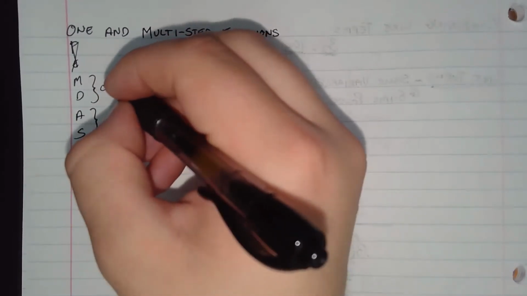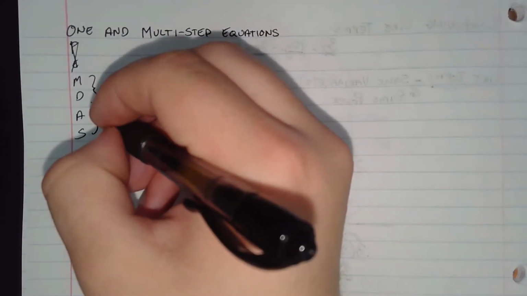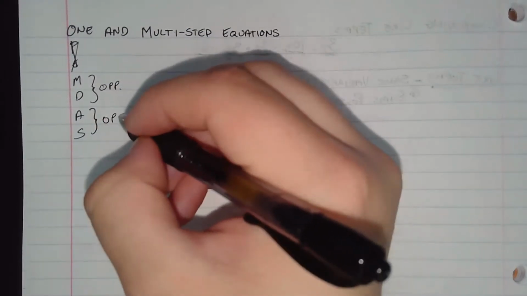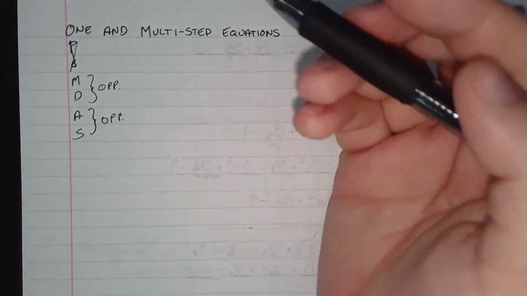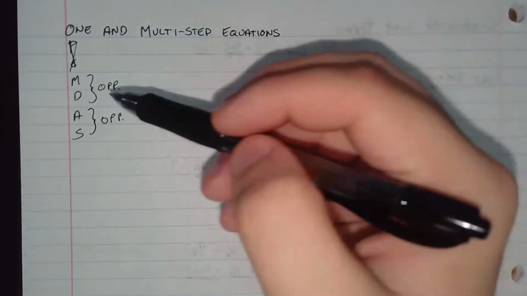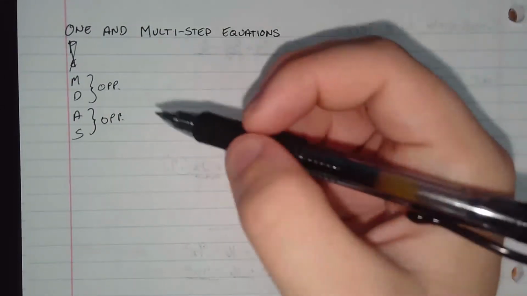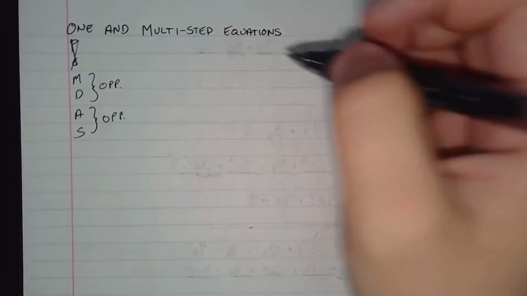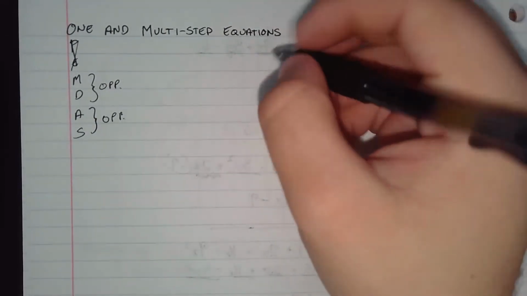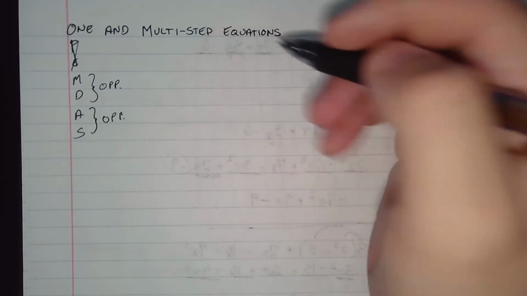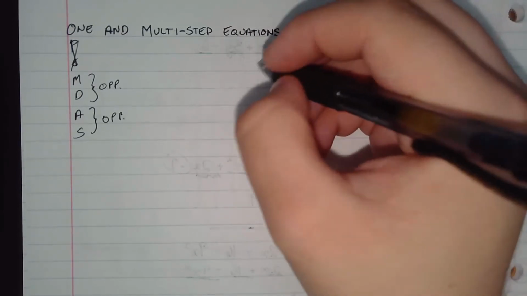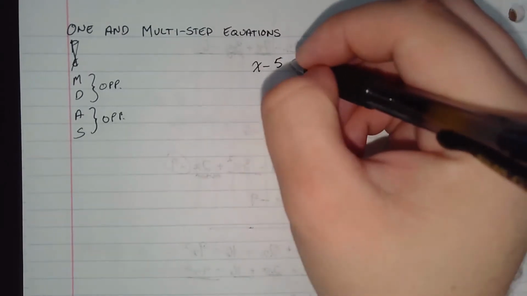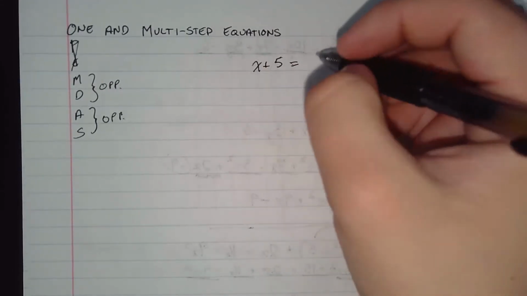The reason we're doing this is because multiplication and division are opposites of one another, and same with addition and subtraction. So they're both opposites of one another. We're going to be using inverses, which I'll go over when we get there. So the first problem, I'm going to do one with each operation. I'll start with x plus 5 equals 12.